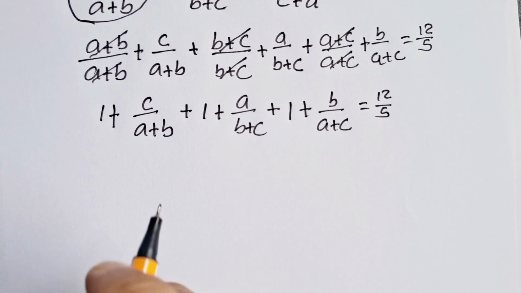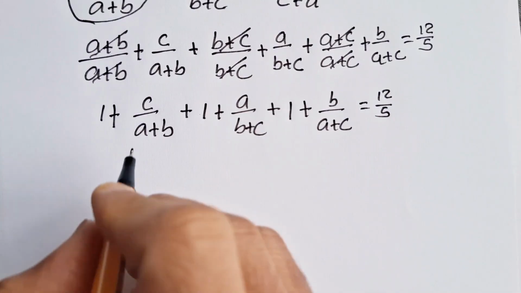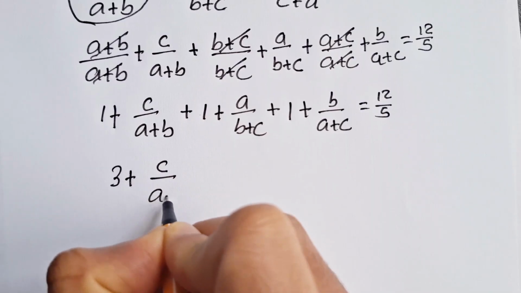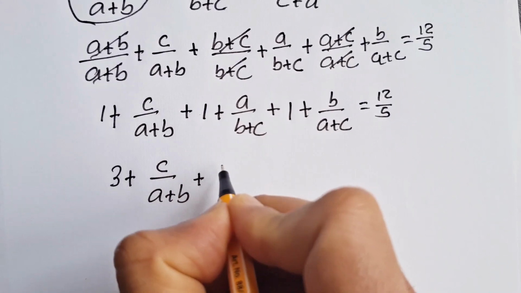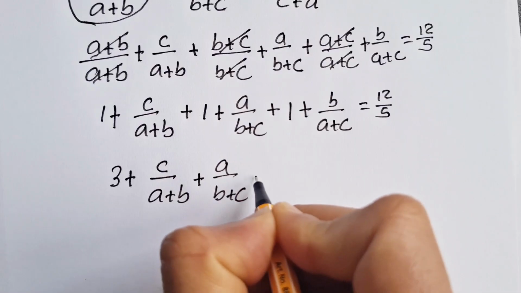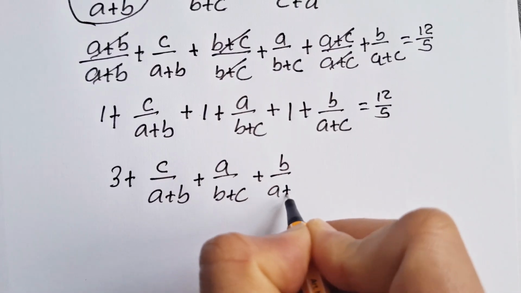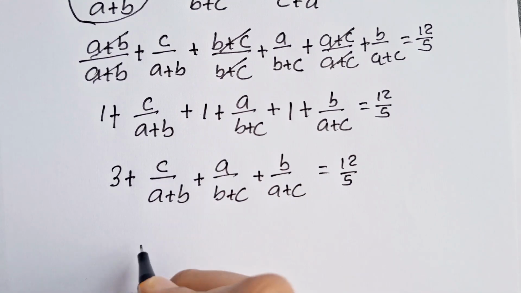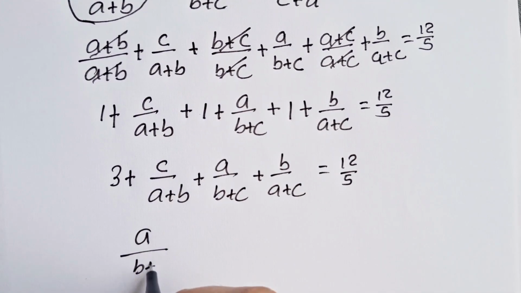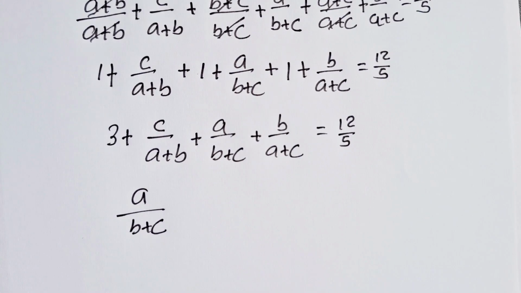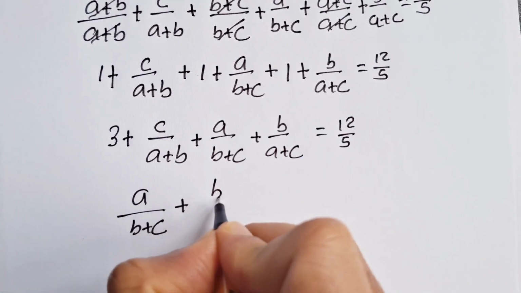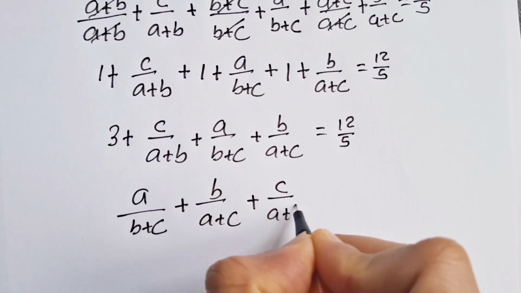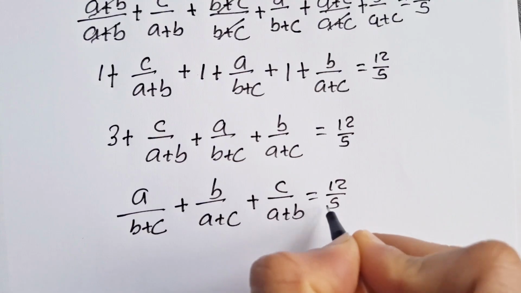Now I will rewrite this again. 1 plus 1 plus 1 equals 3. So 3 plus c over a plus b plus a over b plus c plus b over a plus c equals 12 over 5. Then again I will rewrite as follows: a over b plus c plus b over a plus c plus c over a plus b equals 12 over 5.